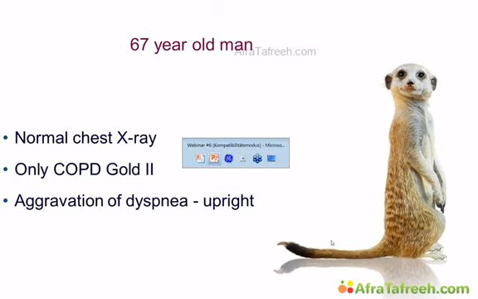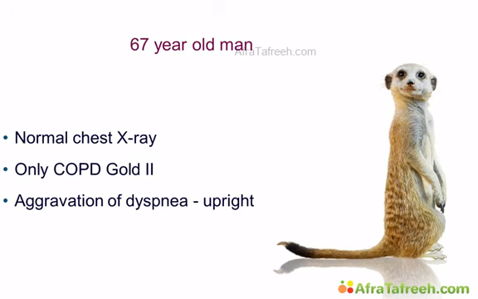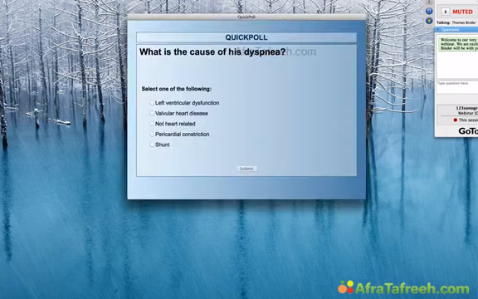Now let me go back to my presentation, and the question for you now is, here we go. What do you think is the cause of dyspnea? Remember, the patient has a normal chest x-ray. He has just mild degree of chronic obstructive pulmonary disease. And you should be seeing the question now on your screen, which is, what is the cause of dyspnea? I'll give you a few minutes to answer.